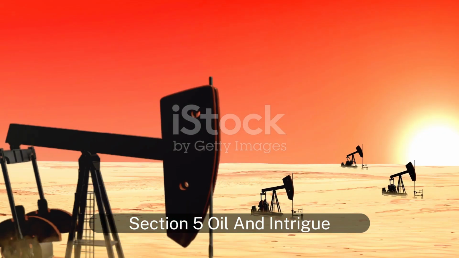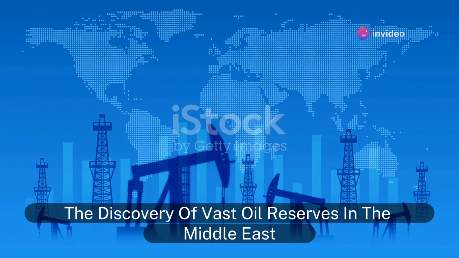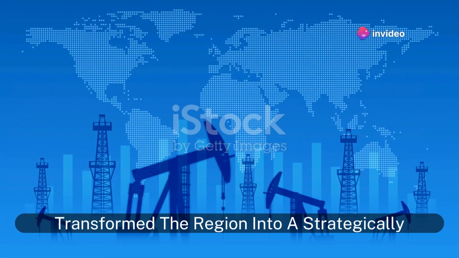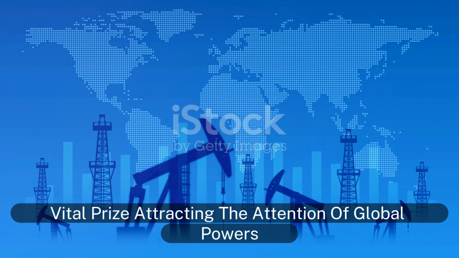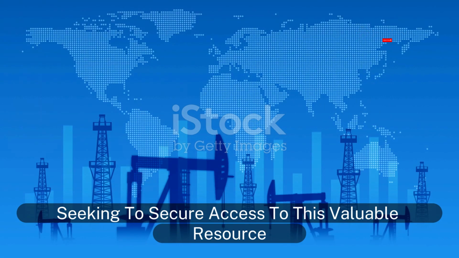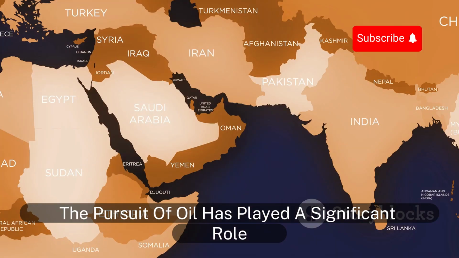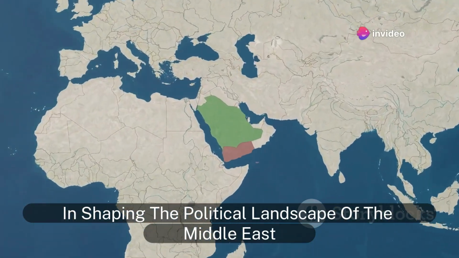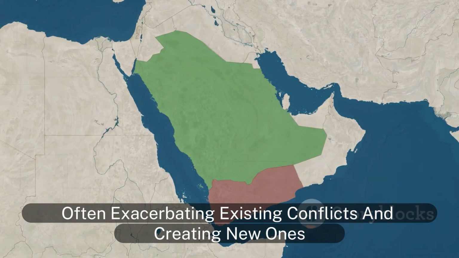Section 5. Oil and intrigue, foreign interference in the Middle East. The discovery of vast oil reserves in the Middle East in the early 20th century transformed the region into a strategically vital prize, attracting the attention of global powers seeking to secure access to this valuable resource. The pursuit of oil has played a significant role in shaping the political landscape of the Middle East, often exacerbating existing conflicts and creating new ones.